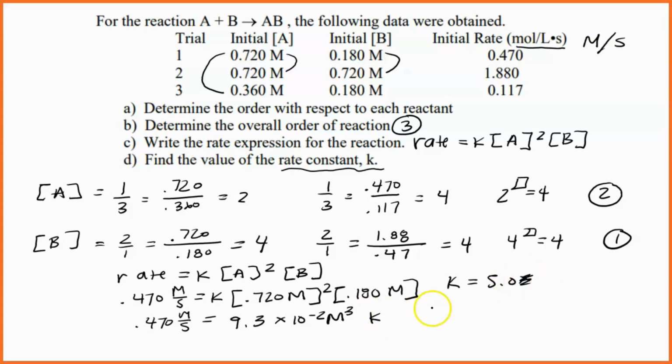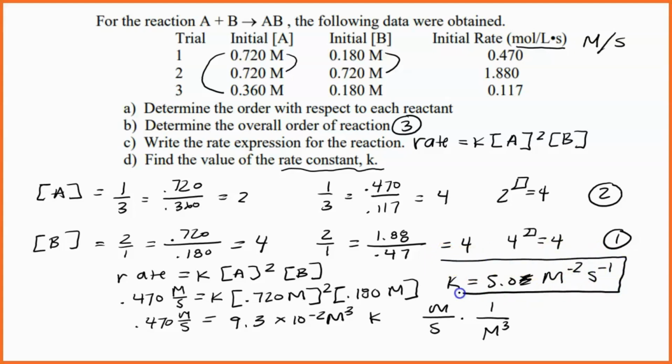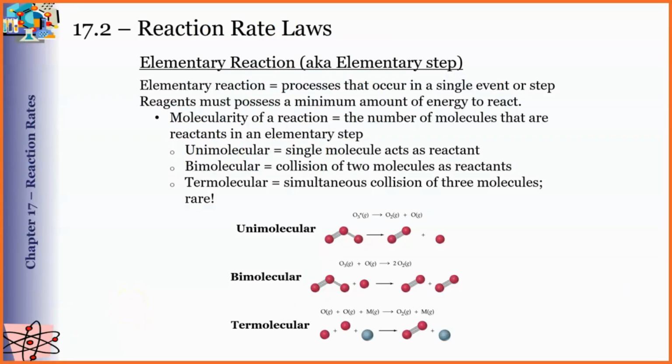Now for my units, I had molarity over seconds, and I was dividing by molarity cubed. So what are my final units? M to the negative 2, S to the negative 1. Same units as the last question. Okay, so what we just did was called the initial rates method.